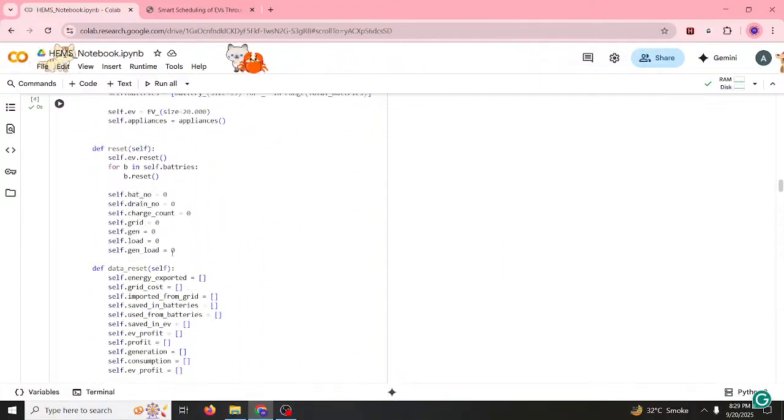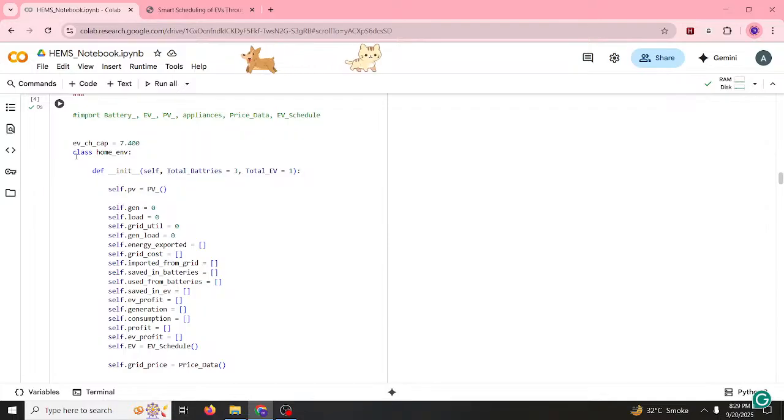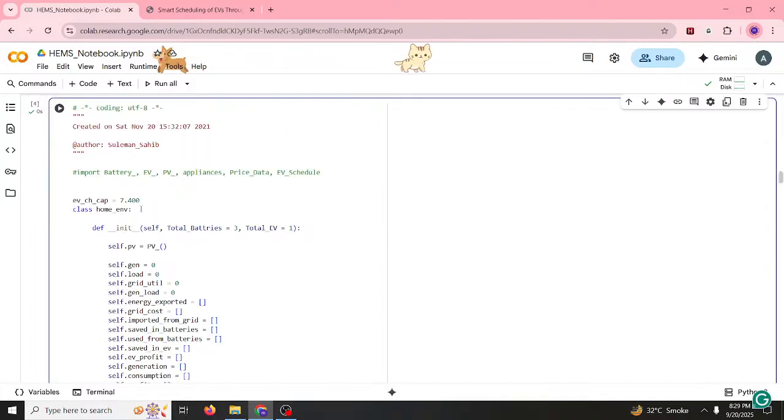So far we have just made individual models of the appliances, the solar and all the things. Now we will make a new object. The new object will be this class, home environment. You can name it anything. And we say that, just a second.